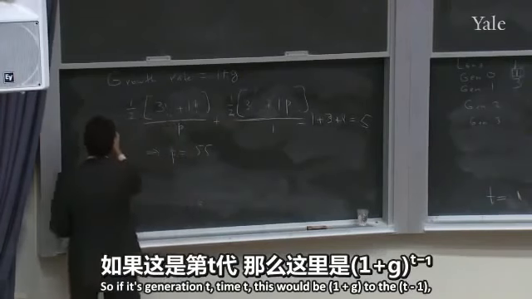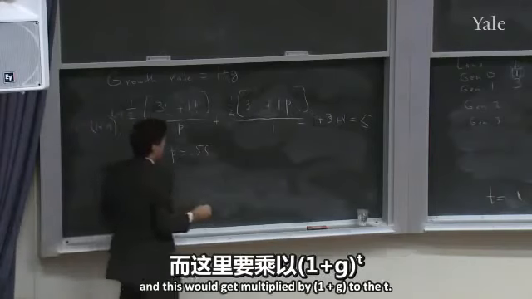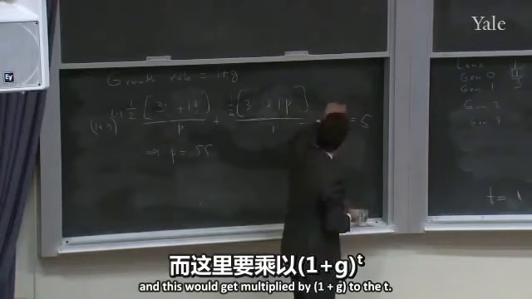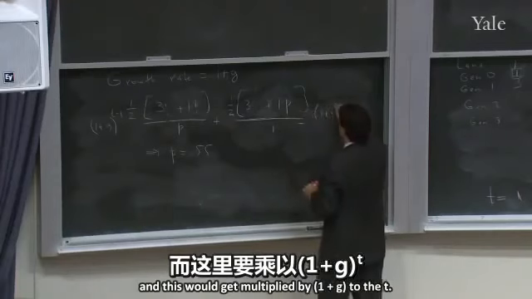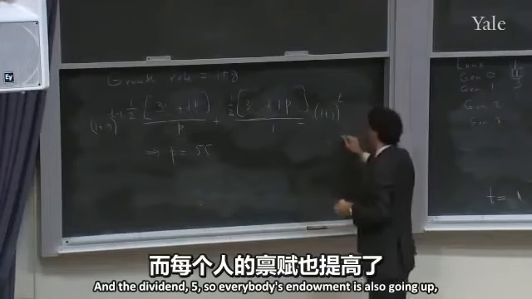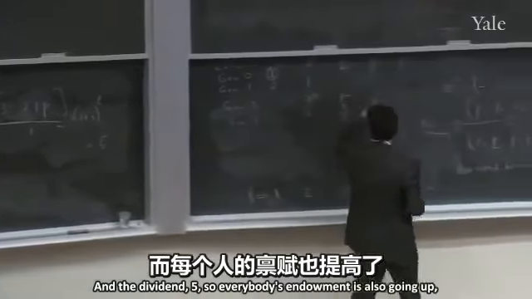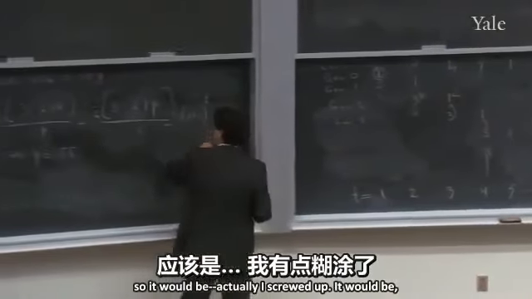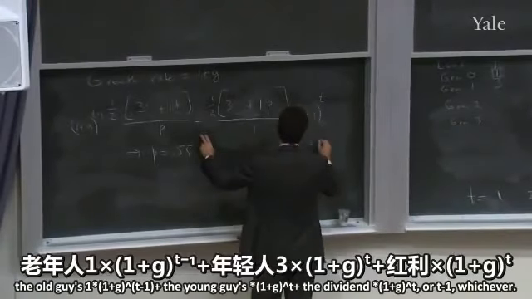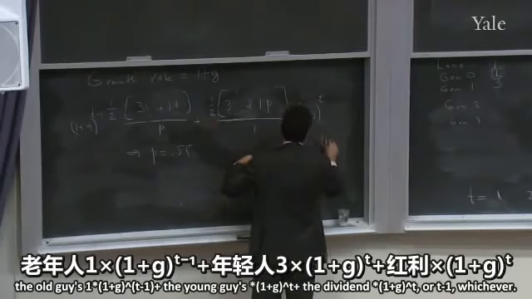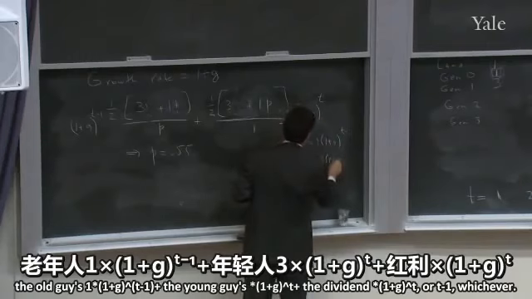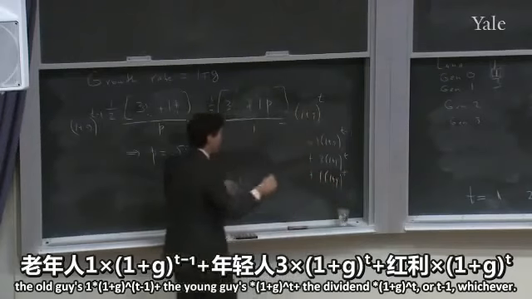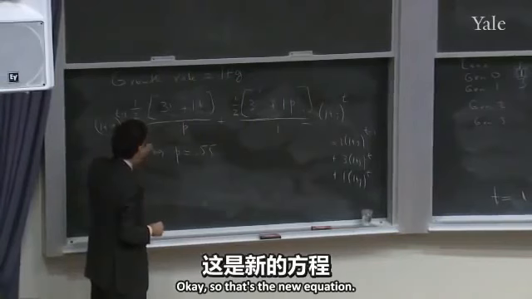So if it's generation t, this would be 1 plus g to the t minus 1, and this would get multiplied by 1 plus g to the t. And then the dividend, so everybody's endowment is also going up. Actually, I screwed up. It would be the old guy 1 times 1 plus g to the t minus 1, plus the young guys times 1 plus g to the t, plus the dividend times 1 plus g to the t, or t minus 1, whichever. Okay, so that's the new equation.